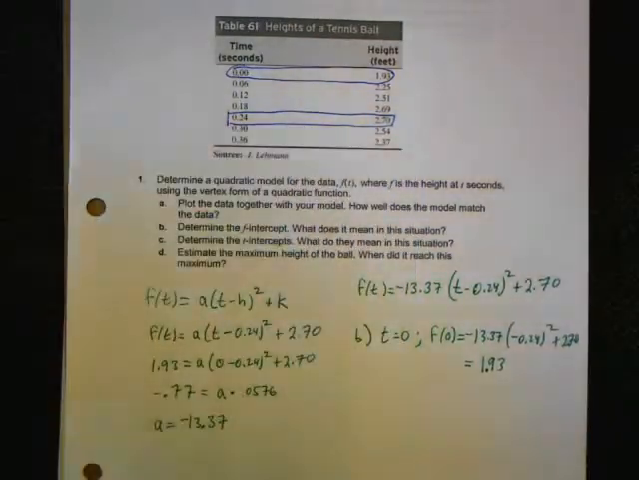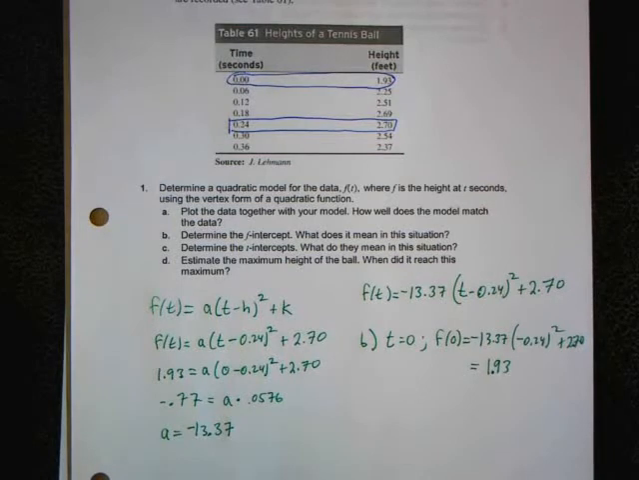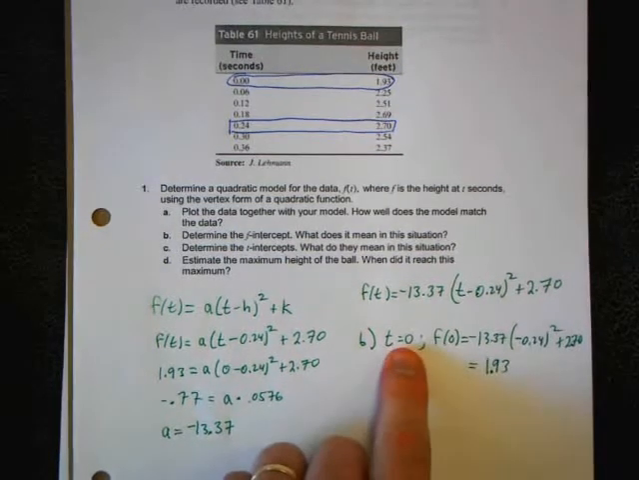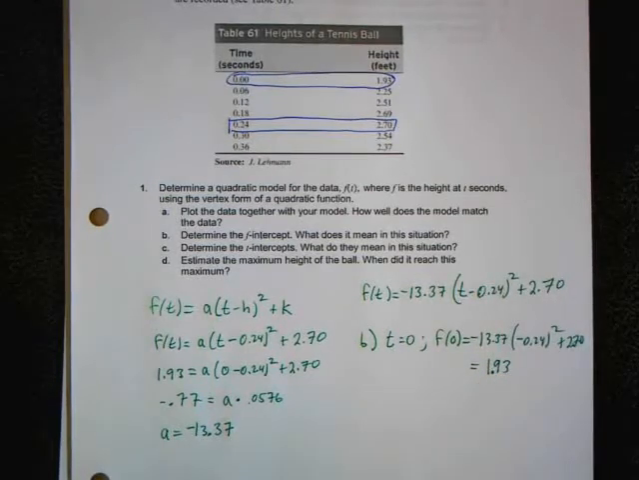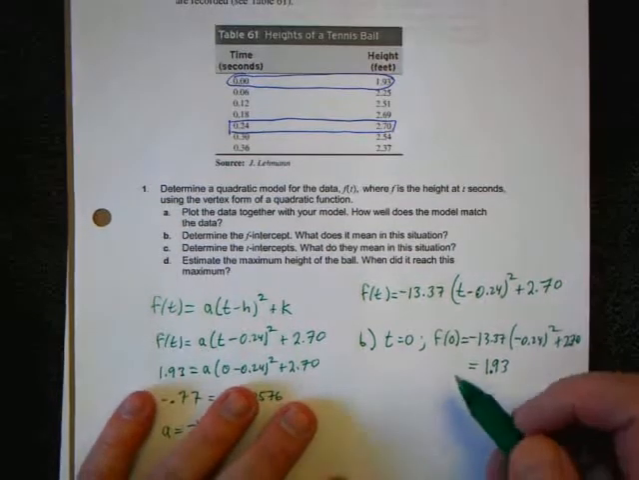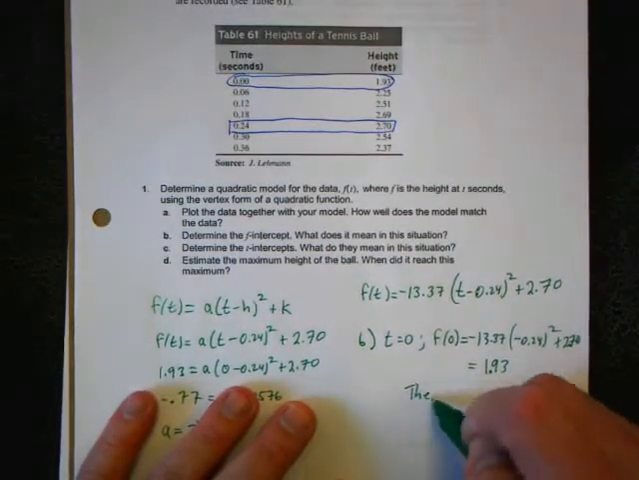Close enough. What does it mean in this situation? So what does time equals 0, height is 1.93 mean? The ball started 1.93 feet high. Correct.